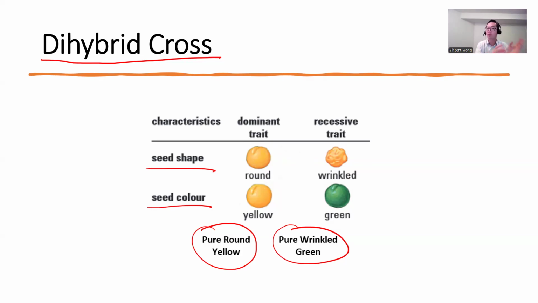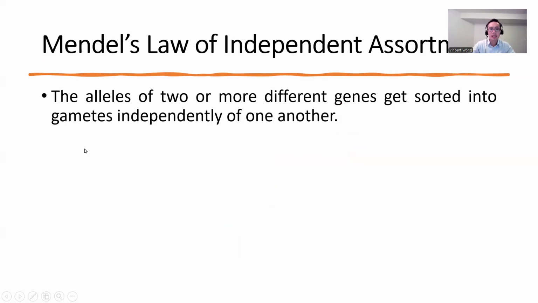And if they always produce round seed, then it's a reasonable assumption that the plant is pure round. If they always produce yellow seed, same thing. It would be reasonable to assume that it is a pure yellow plant. Okay, so we're going to start with a pure round yellow and a pure wrinkled green plant. We will revisit this. But first, Mendel has a second law, and it is called the law of independent assortment.